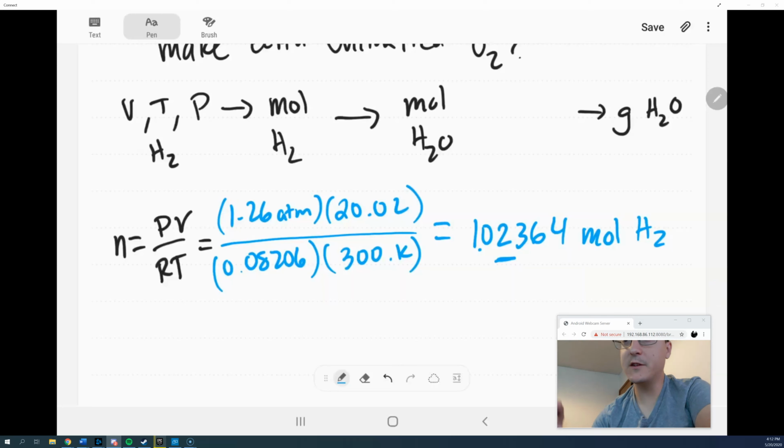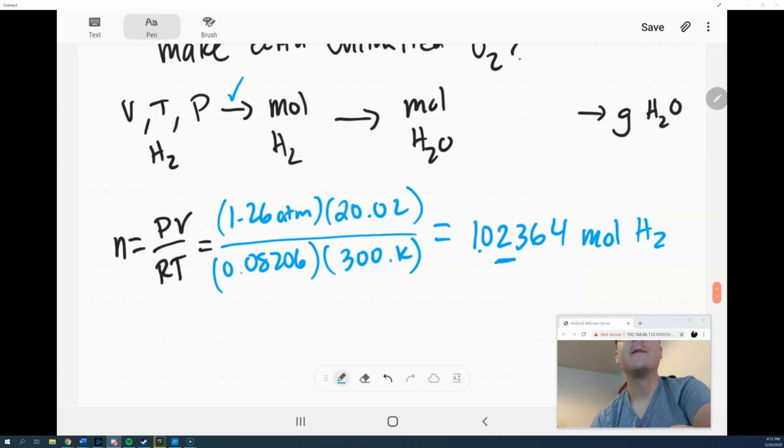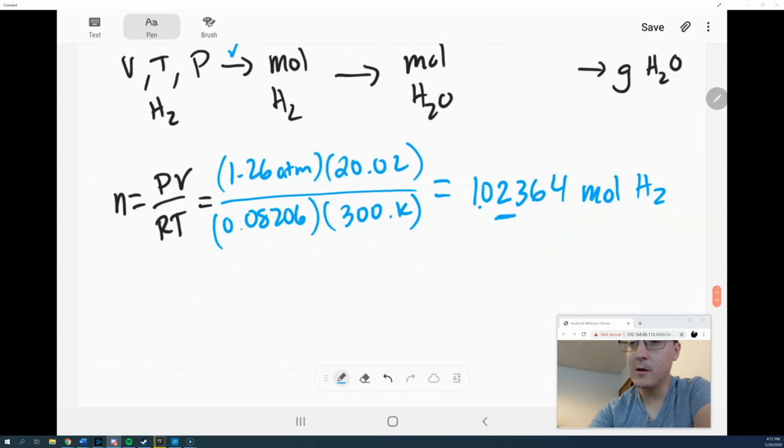Alright, so we have done our first step. So now we need to go from moles of hydrogen to moles of water. So we can do that.